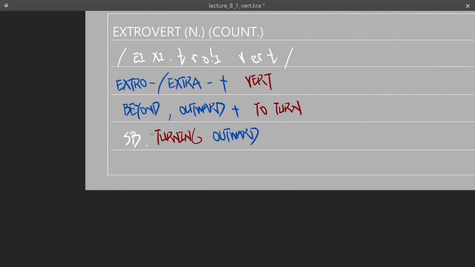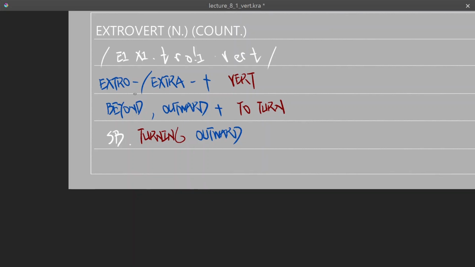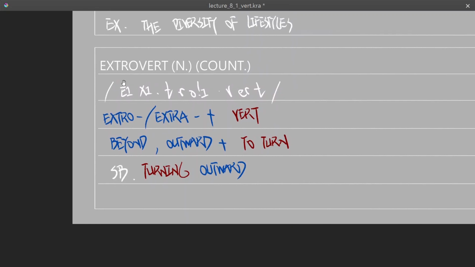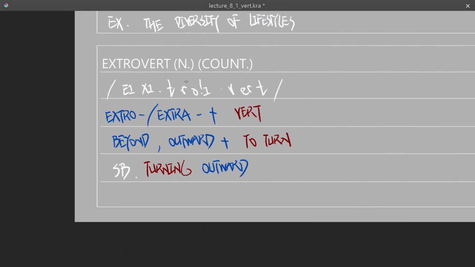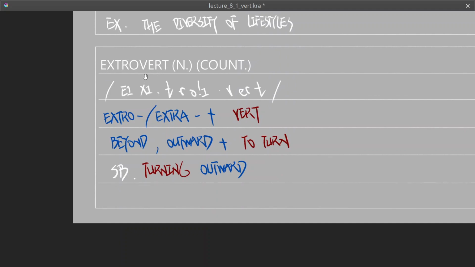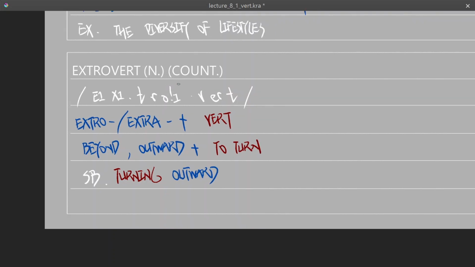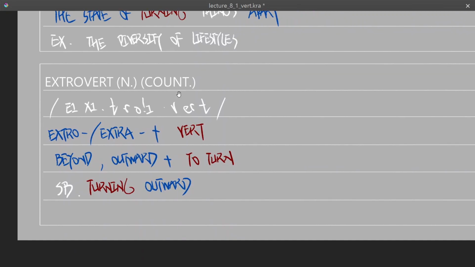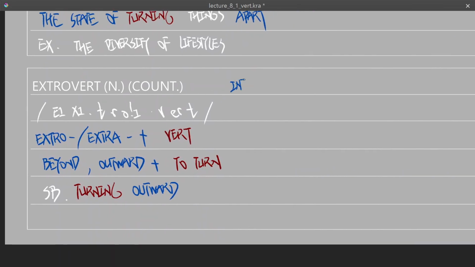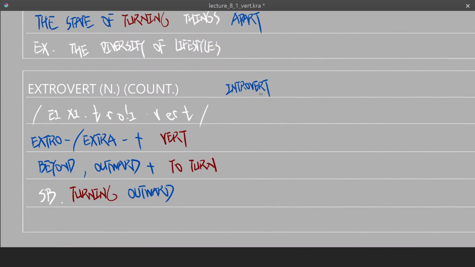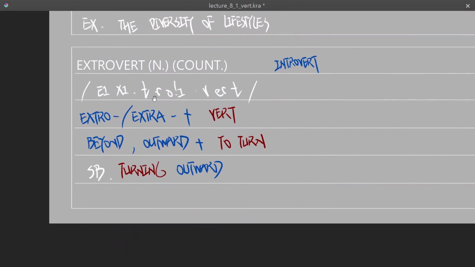An extrovert is an open-minded person. And someone who seldom talks or doesn't like to talk to others, we could call an introvert. Introvert literally means somebody turning inwards. So introvert.